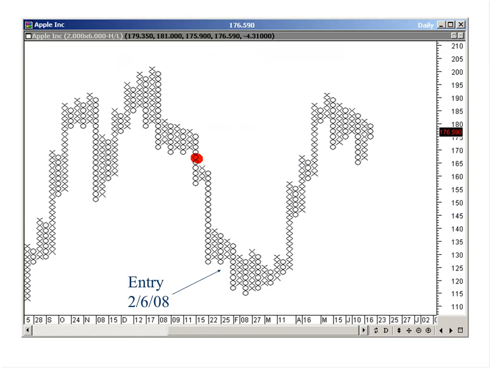Now, what happened next? Okay, now this is another example. Let me see, is this another example?